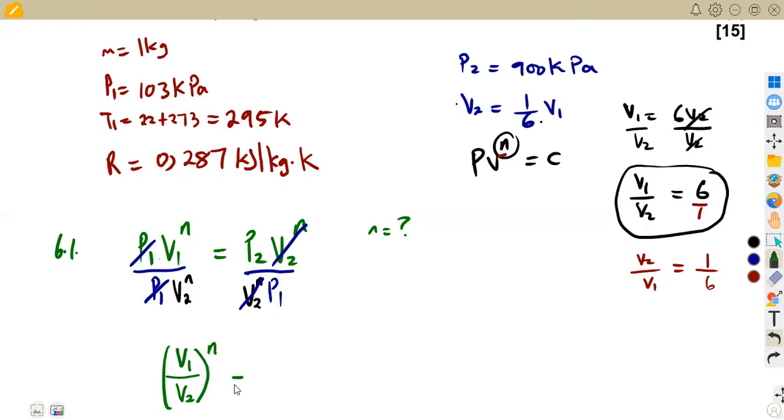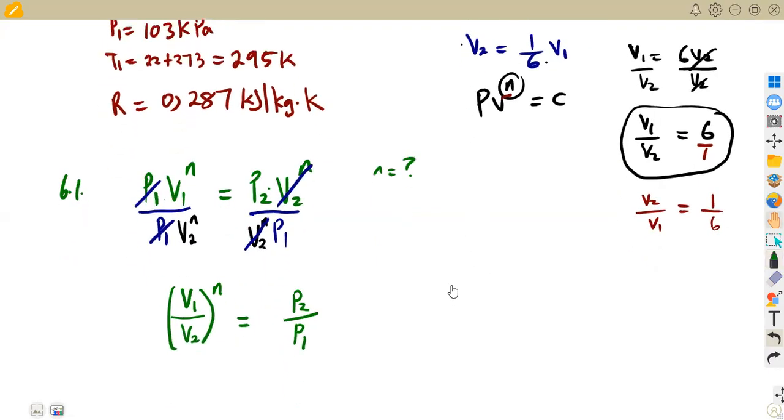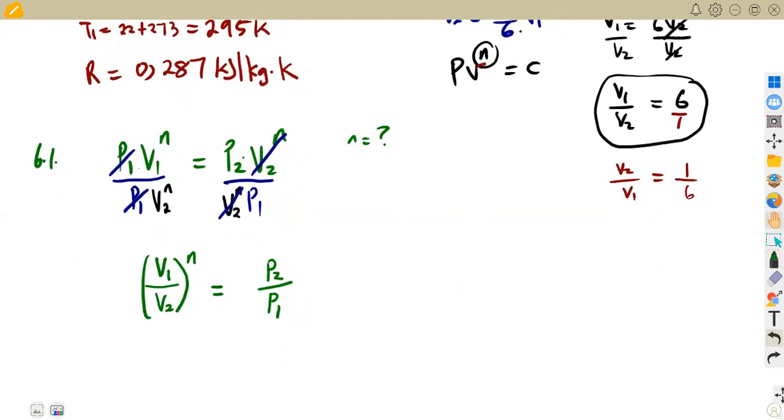All right. So this whole part is going to give us what at the end? Here we cancel this. We're going to remain with P2 over P1. So this is going to give us P2 over P1. At least we can play around with this formula because we have a relationship between V1 and V2. Remember, I said you can write this as V1 over V2 or V2 over V1. According to V1 over V2, it's 6 over 1, according to that ratio that you're given. So it means 6 over 1 to the exponent of n should be equal to P2 over P1.